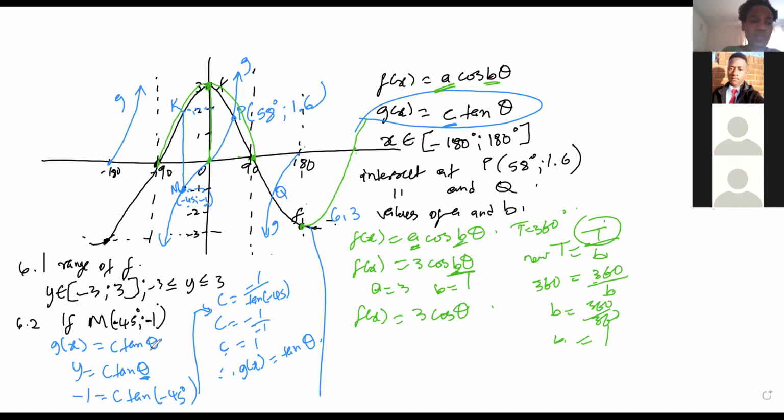Then 6.4. Let me put this one here. For 6.4, they say determine the coordinates of Q.